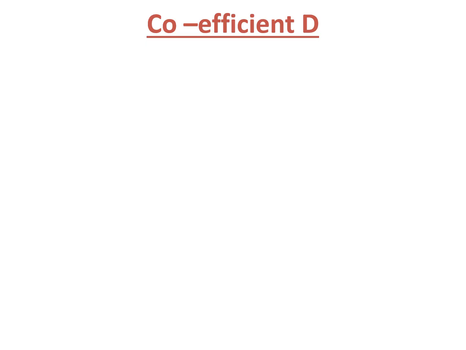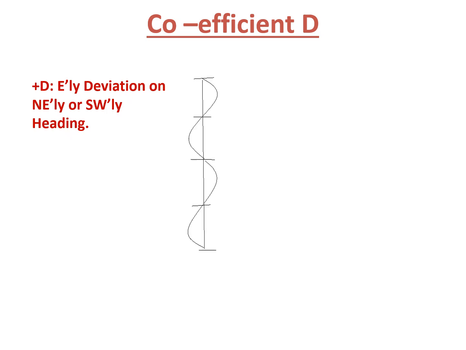How it looks like, we'll see in this slide. For plus D, easterly deviation will occur on the northeasterly or southeasterly heading, right? So we'll see that here we have northeasterly heading, and we have an easterly deviation.